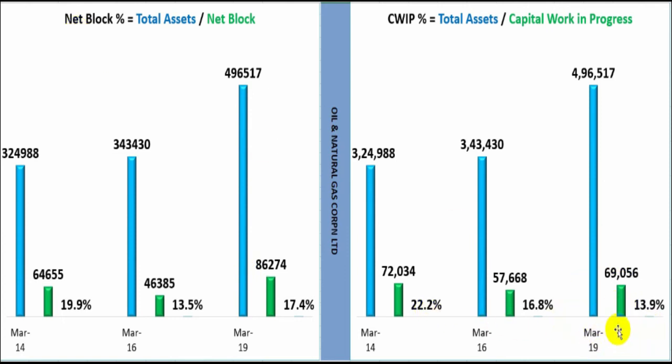So in March 19 it was just 13%. Again here too we don't want it to exceed 20 to 30% of the total assets, as a high percentage of capital work in progress indicates that the company is in a growth stage. Although it is in a growth stage, most of its money is occupied in developing assets for future growth.